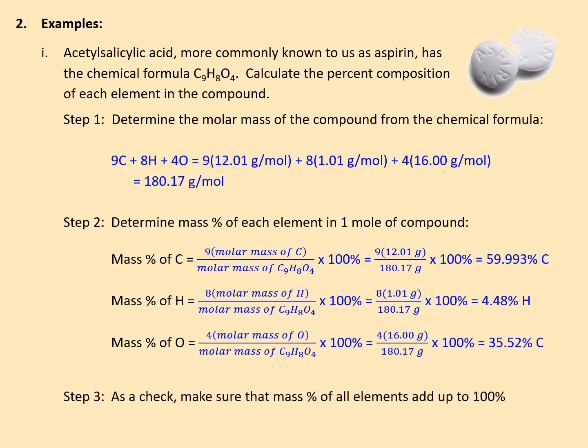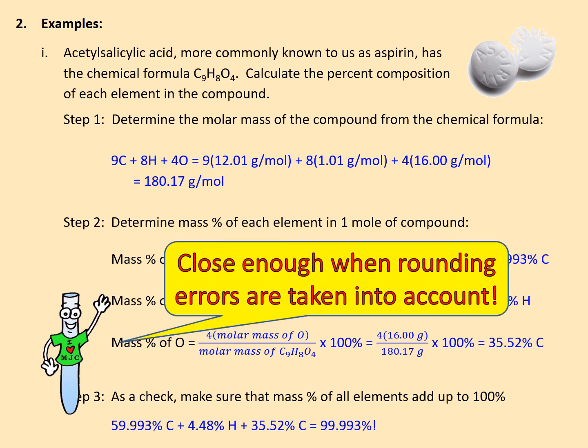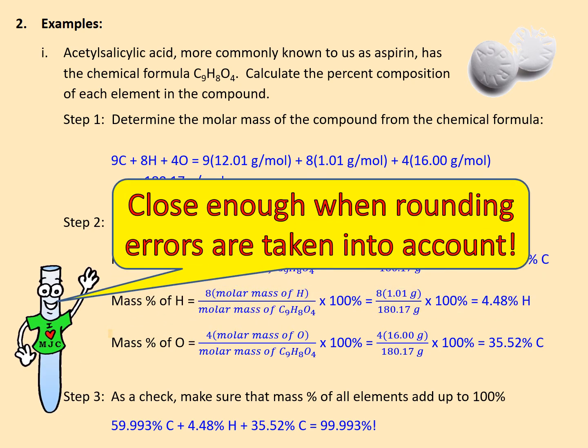And as always, to check against errors, we'll add up all the percents and see if we get 100%. When we do that, we get 99.993%. Okay, that's close enough when rounding errors are taken into account, says Timmy Test Tube. So yes, that's close enough to 100%. We can have great confidence that we did our calculations correctly.